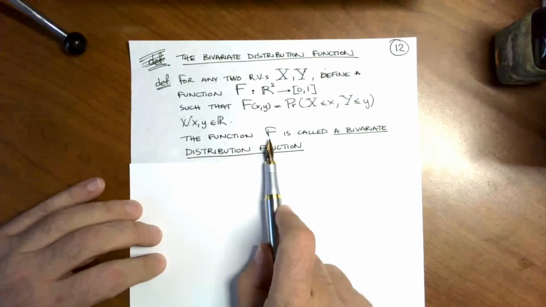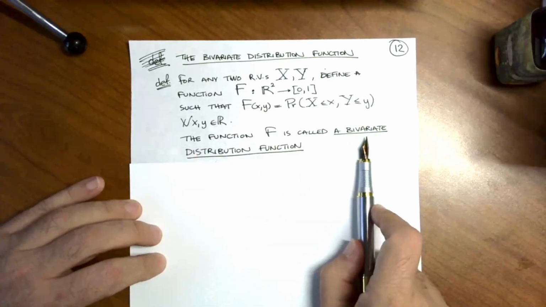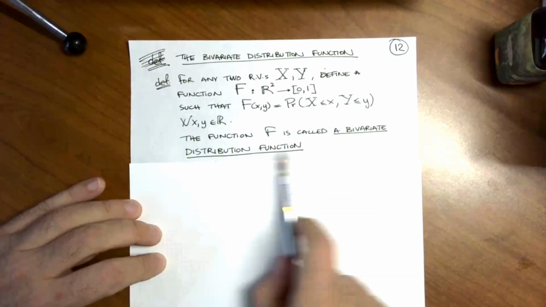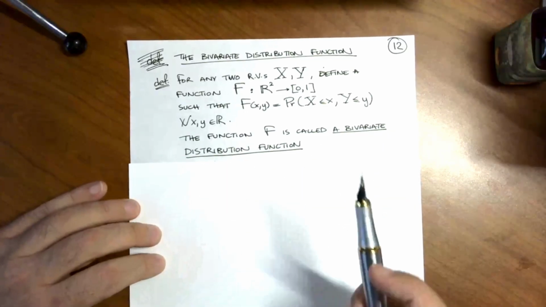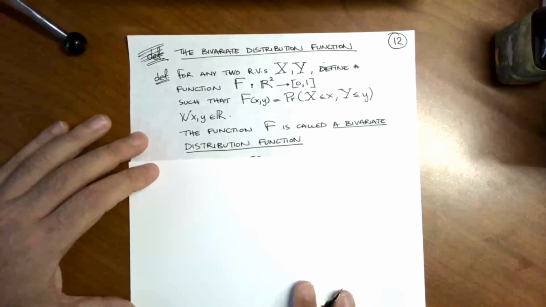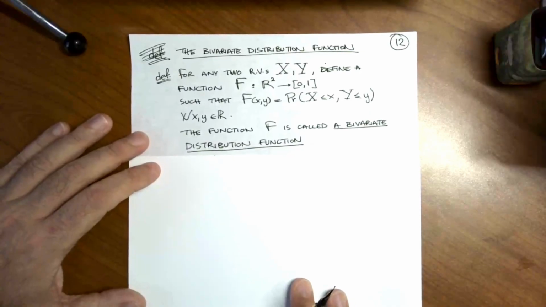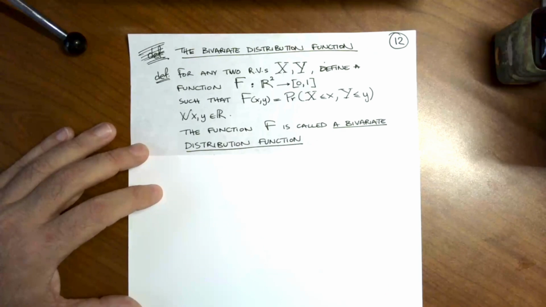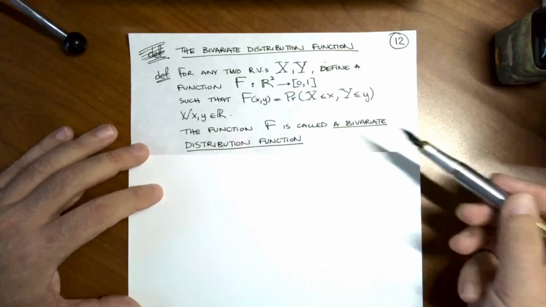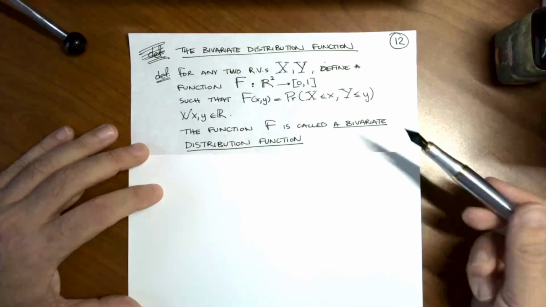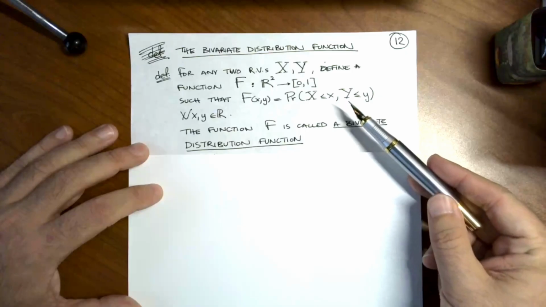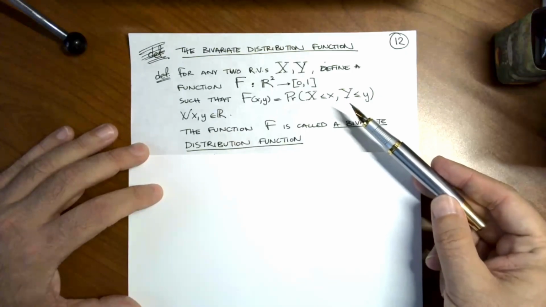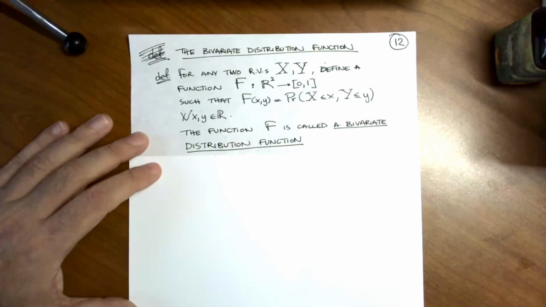So the function capital F is then going to be called a bivariate distribution function. This is the important part, to identify this function as a distribution function. For those that have already solidified the concept of a distribution function, this is simply an expansion along the dimension of yet another random variable that is jointly distributed with x.